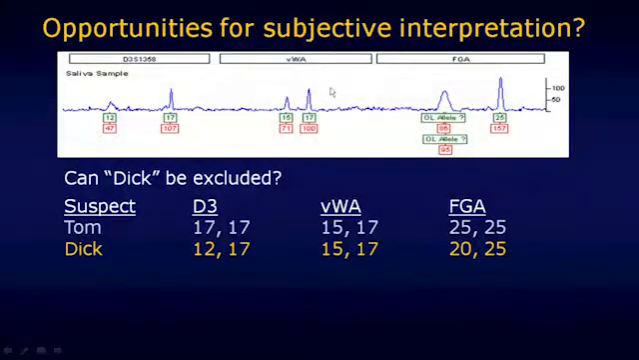So let's move along further through the electropherogram and see how things play out for Dick in the rest of this electropherogram. At VWA, he has a 15 and a 17, and again, we see the 15 and the 17, no question about whether or not they're present. So he's a match for that locus. And let's look now at the FGA locus. Here, we see at the 25 allele that could have come from Dick, and we also see a 20 allele.